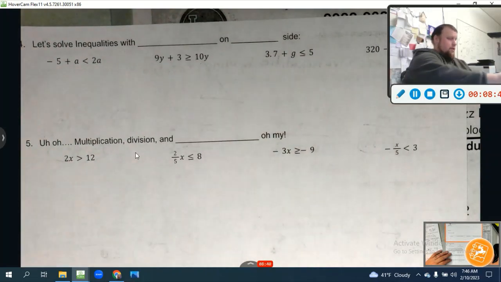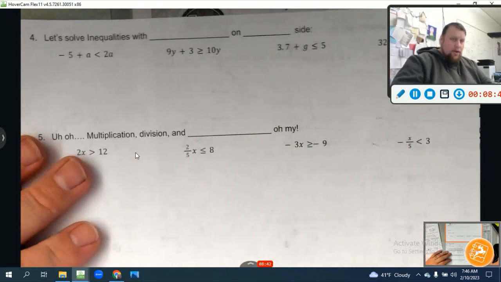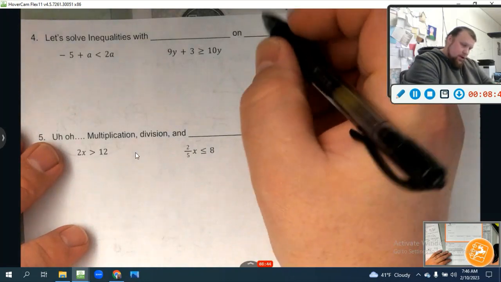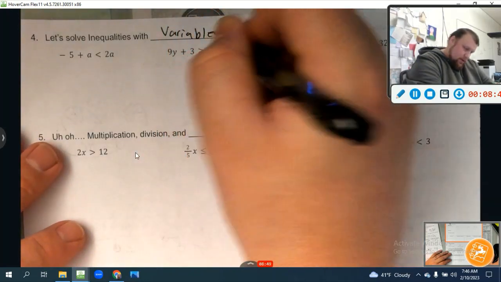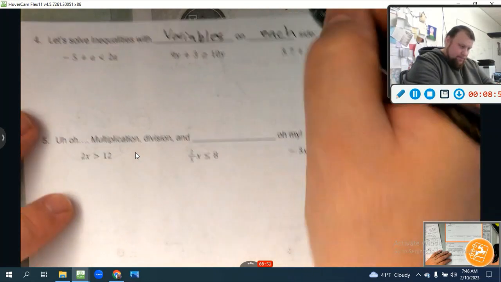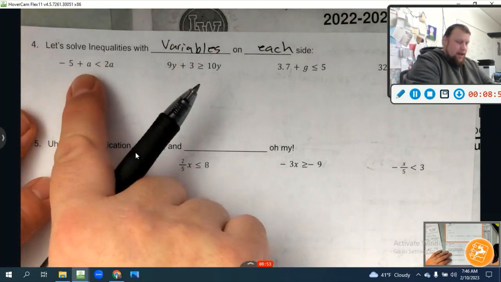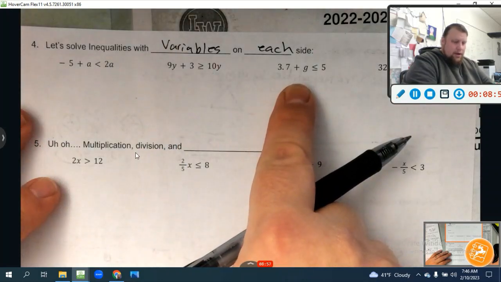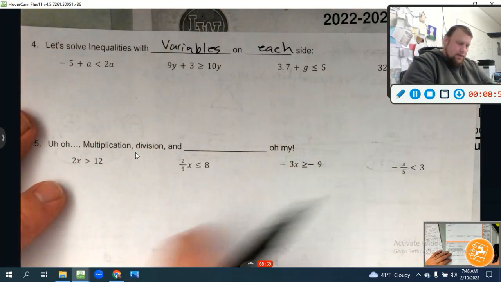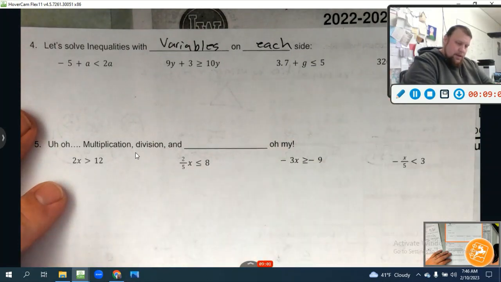Okay, so now we're going to solve inequalities with variables on each side. So now just know I have an a on the left and the right, a y on the left and right, g, oh, this one doesn't have variables on both sides, neither does this one. But we'll talk about these anyway. These are different.